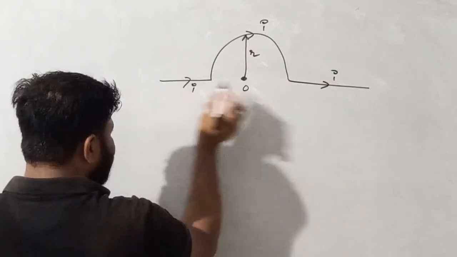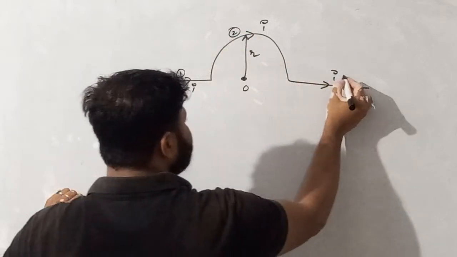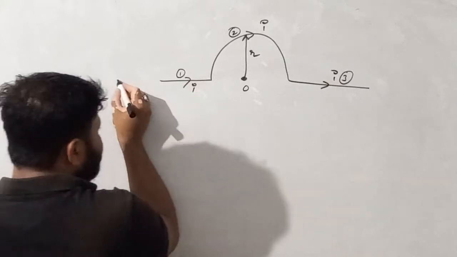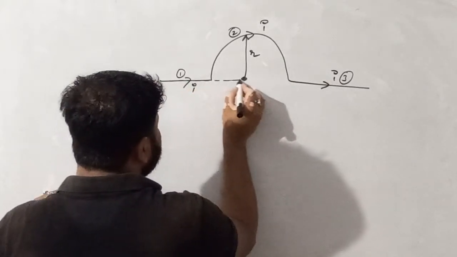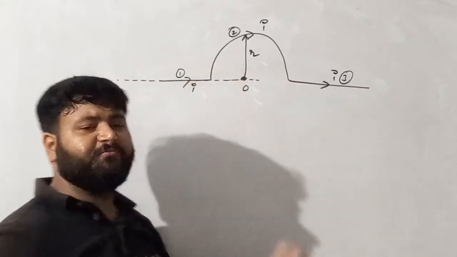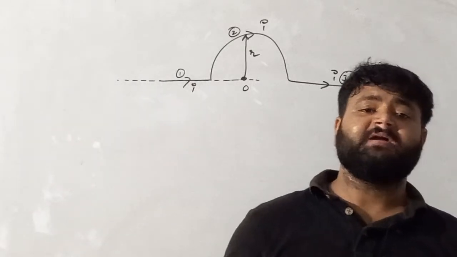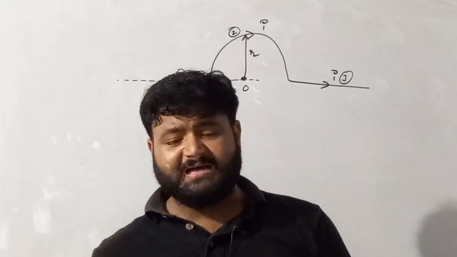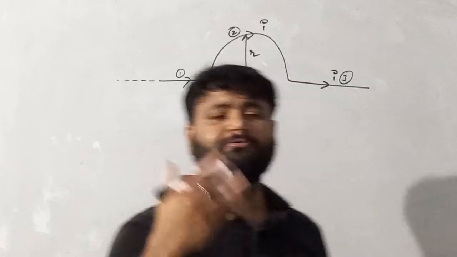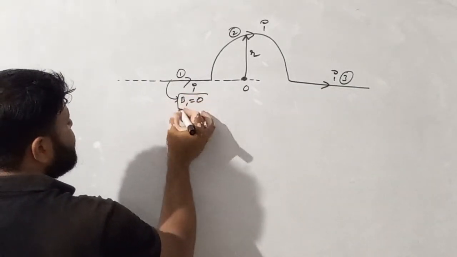As I already discussed, let's say this is the first structure, this is the second structure, and this is the third structure. Now see the axis of this first structure, which is considered to be a straight line, is passing over the point where we want to find the magnetic field. If the axis of the wire passes through that point, then due to that wire the value of the magnetic field becomes 0. So B1 becomes 0.